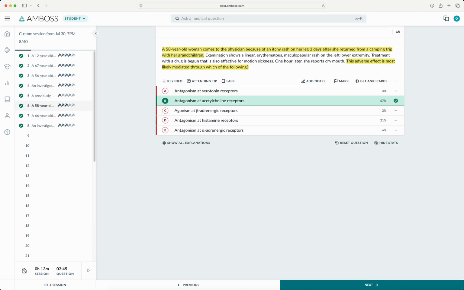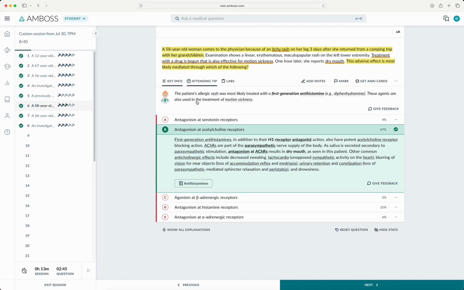Now you say, tell me about this one. And you go, antagonism at acetylcholine receptors. Even I forgot it at this point, okay? But the point is this. The point is, it's an antihistamine. First generation antihistamine blocks H1 receptors. That's it. That's all you need to know. So antagonism at acetylcholine receptors. First generation antihistamine blocks H1 receptors. And that's it. Causes dry mouth. Boom. That's all you need to know. Next one. Tell me about this one. Antagonism at histamine receptor.